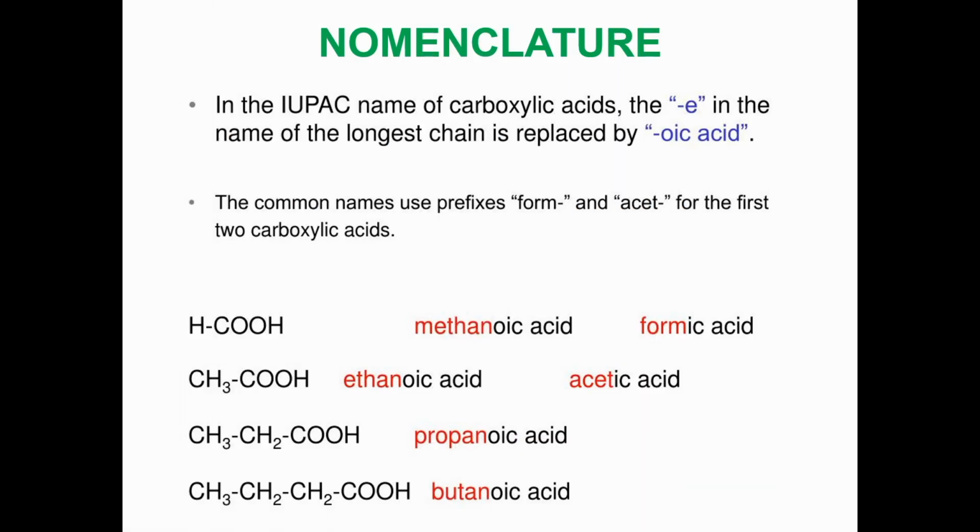In naming, the IUPAC system is employed in naming carboxylic acid. In this naming, the E in alkane is replaced with oic acid. When the carbon is 1 and 2, the common names are formic and acetic acid, while their IUPAC names are methanoic for carbon 1 and ethanoic for carbon 2. Remember, ethane forms ethanoic because the E in ethane is replaced with oic acid.